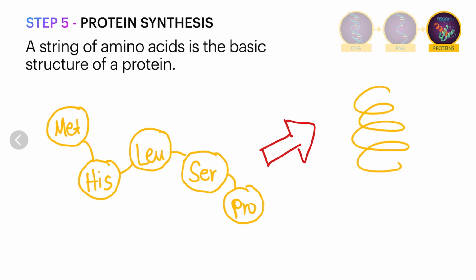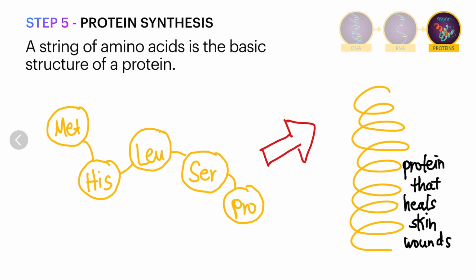And so that is how you go from the information from your DNA that transcribed to RNA. It made this string of amino acids until it eventually makes this protein, maybe this protein that heals your skin wounds. And so that is a summary of the central dogma of biology.